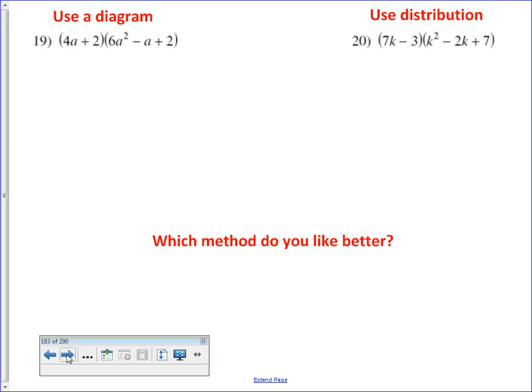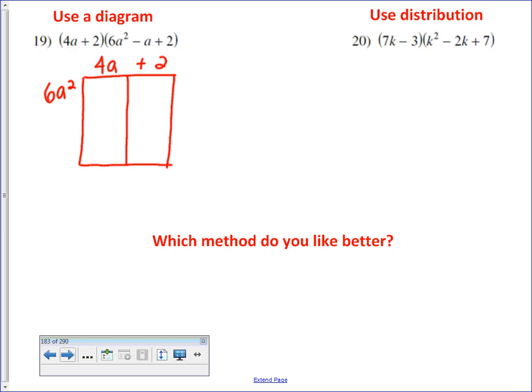So for number 19, I'm asking you to do a diagram. So I have 4a plus 2. I'm going to have two columns. Now when I look, I'm going to have 6a squared minus a plus 2. So my box now is going to be a 2 by 3 box. A little bit different than the last one, only because I have a trinomial now. You're still going to multiply these numbers together.